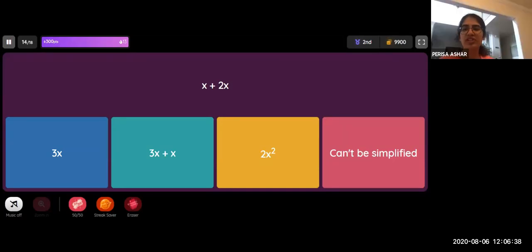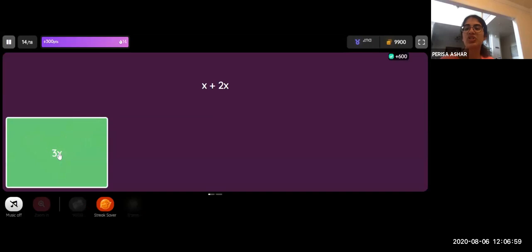So good job, good job. The answer is 3x because they're like terms and 1 plus 2 is 3, the coefficients you could just add. So whenever you see like terms with variables, add the coefficients. So 1 is the coefficient of x and 2 is the coefficient of the other term. So 1 plus 2 is 3 and that's just 3x. So good job.